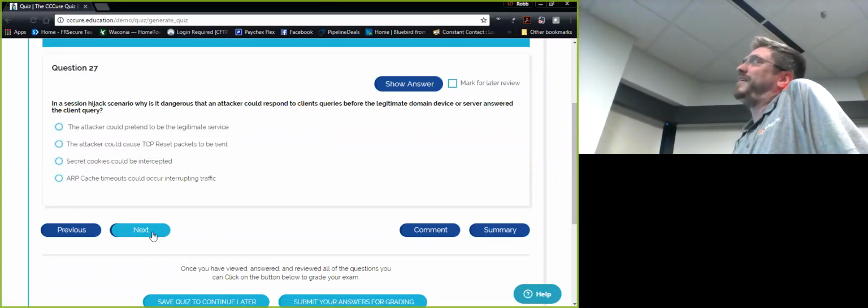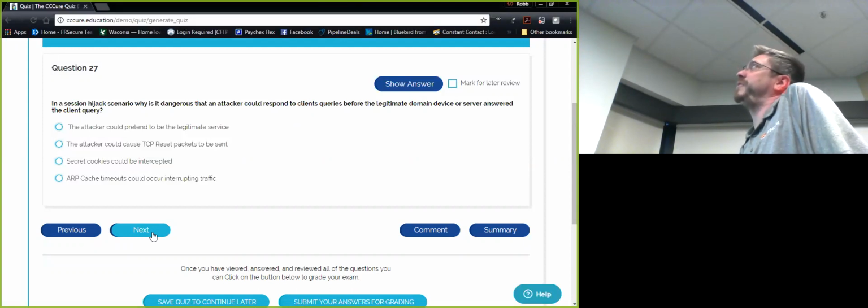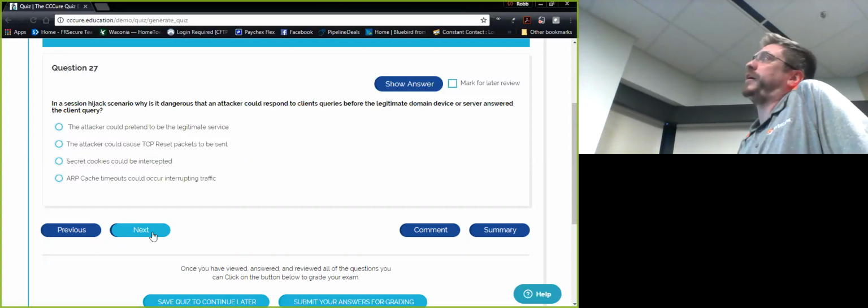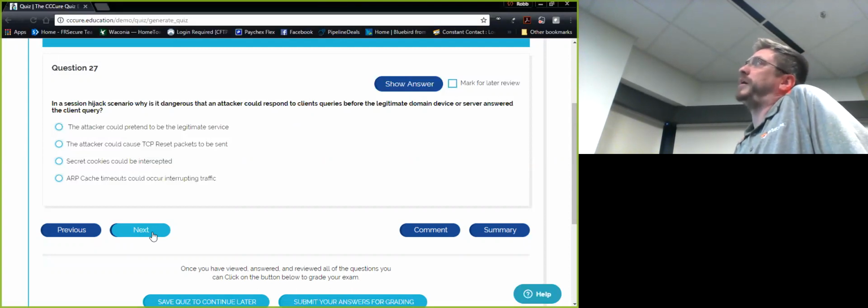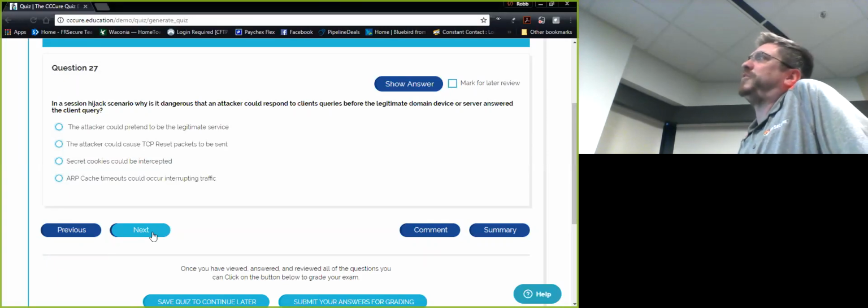In a session hijack scenario, why is it dangerous that an attacker could respond to client queries before the legitimate domain device or server answered the client query? Attacker could pretend to be the legitimate service. Yeah, that's true. Could cause TCP reset packets to be sent. Okay. Secret cookies could be intercepted.